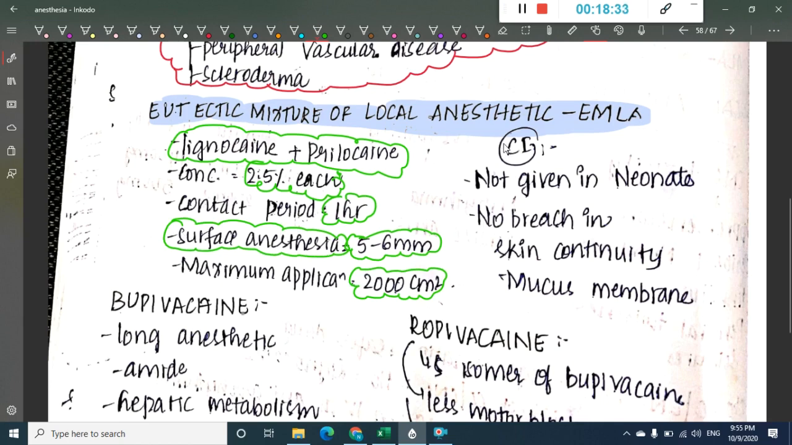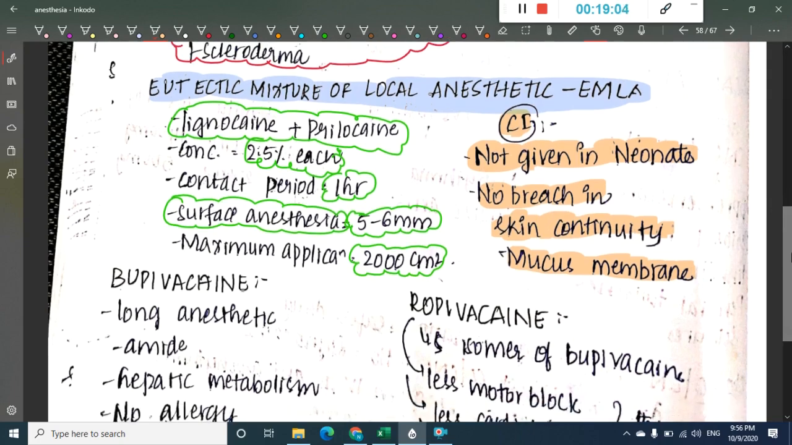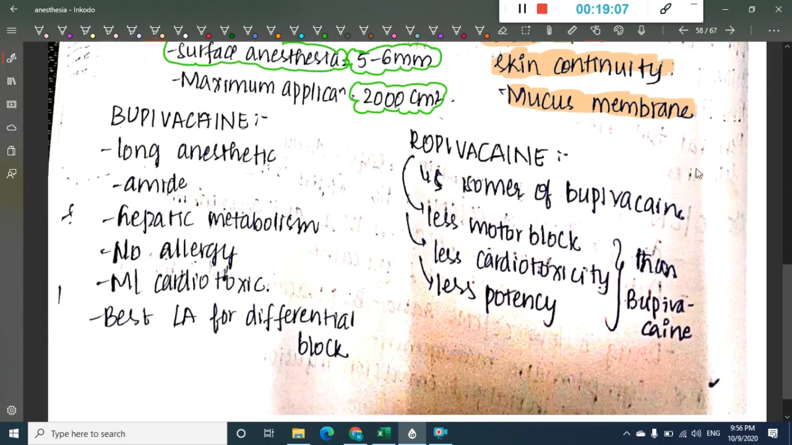So where is this eutectic mixture contraindicated? It should not be given in neonates, and it should not be given in places where there is a breach in skin continuity. It should not be given to the mucous membranes either. So this is the eutectic mixture of local anesthetics, also called EMLA.